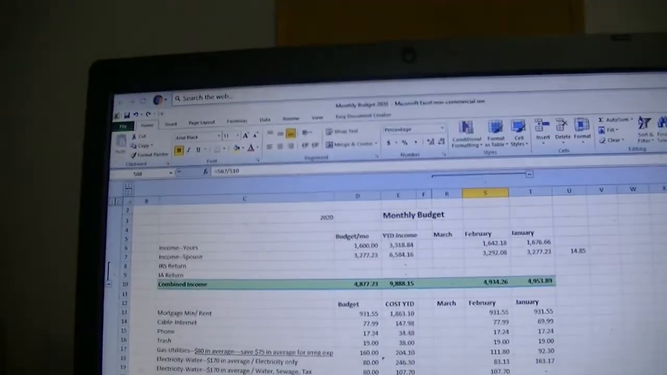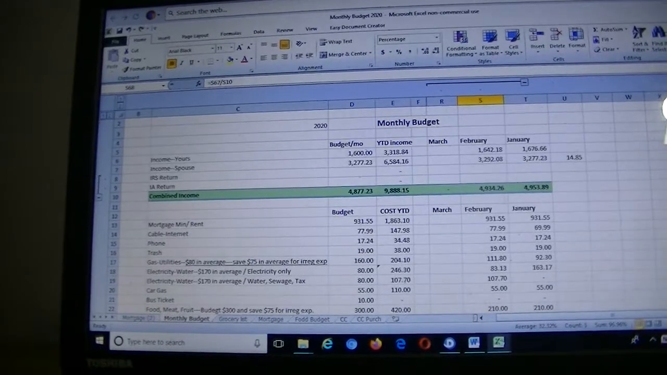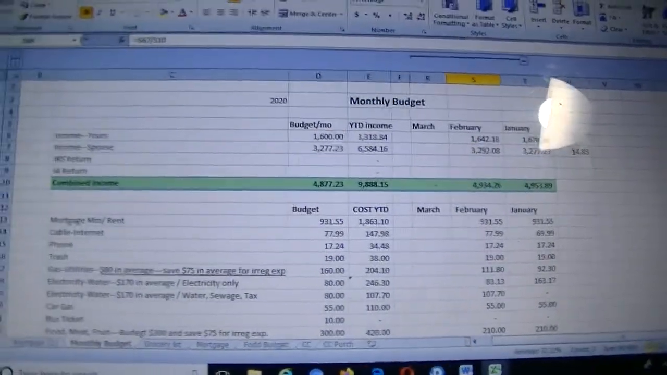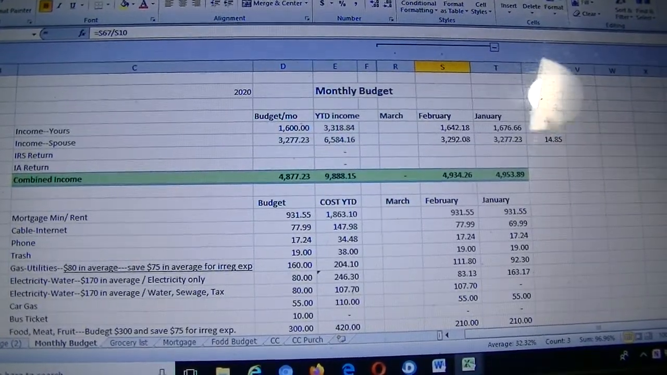We have our template here, and we have it on our website as well, so please feel free to download a copy and start budgeting if you don't have a budget template that you work with that you like.